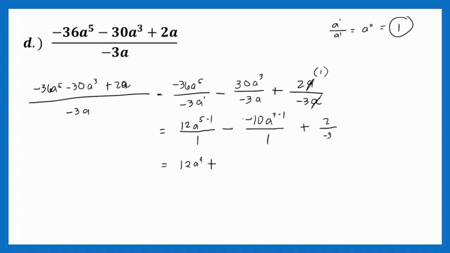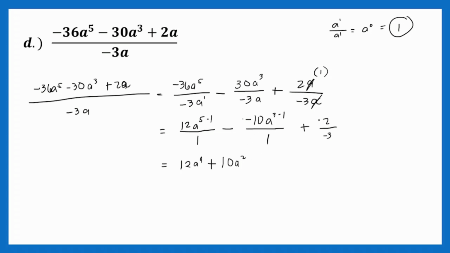Okay, so negative times negative, that will give us positive. So ito ay magiging 10a squared. Bakit squared? 3 minus 1 is 2. Alright, yung over 1, so okay na yan. Tanggalin mo na siya kasi naka-over 1 na.